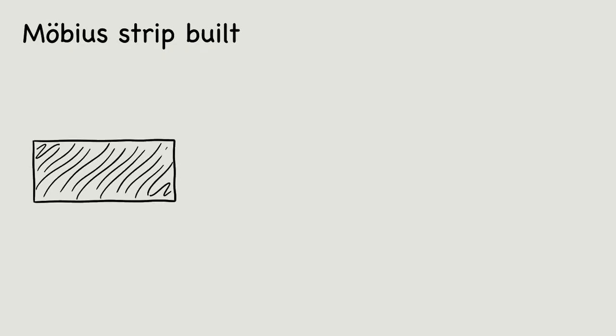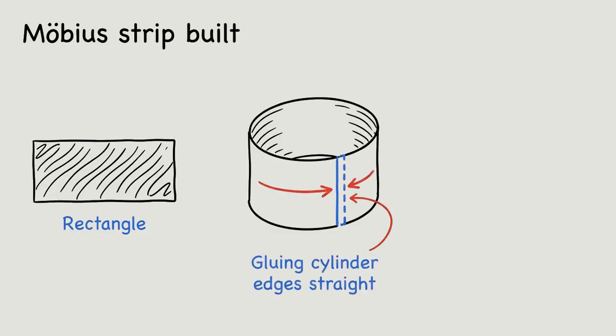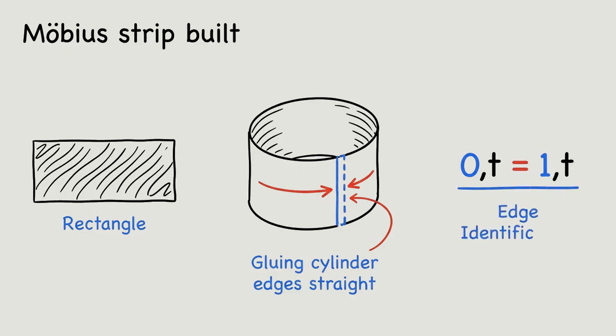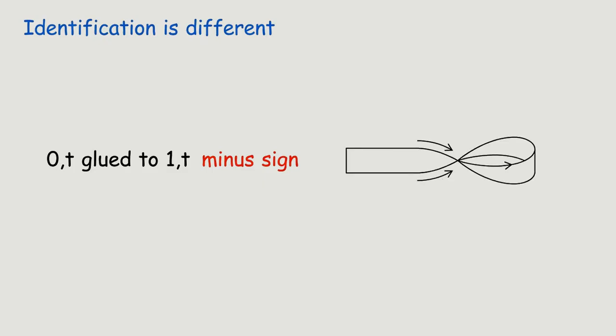Now look at how the Mobius strip is built. Start with a rectangle. To make a cylinder, you glue the left edge to the right edge so that each point lines up directly. Formally, the point 0, t is identified with 1, t. Nothing flips. For a Mobius strip, the identification is different. 0, t is glued to 1, minus t. That minus sign is the entire story. It represents a half twist, and it reverses orientation.